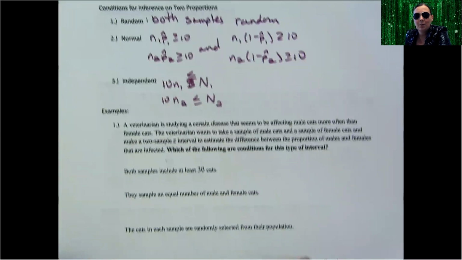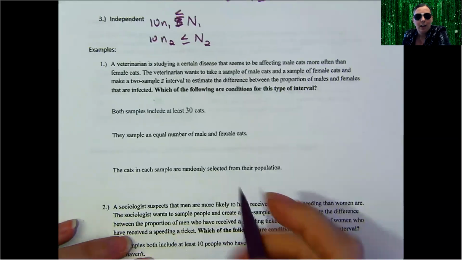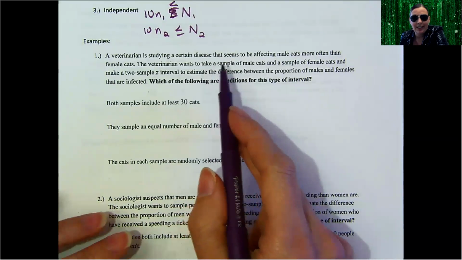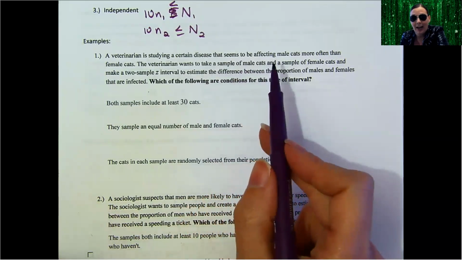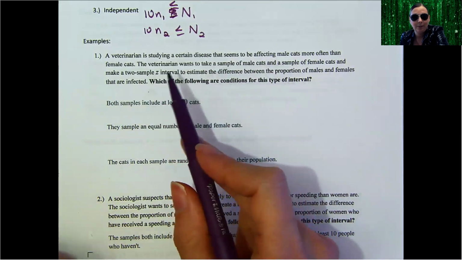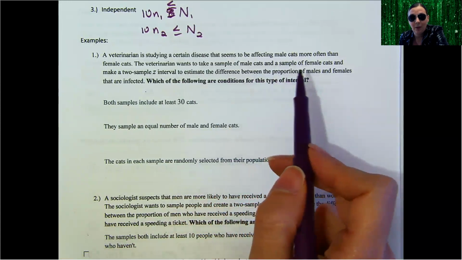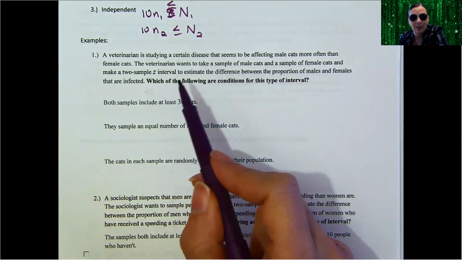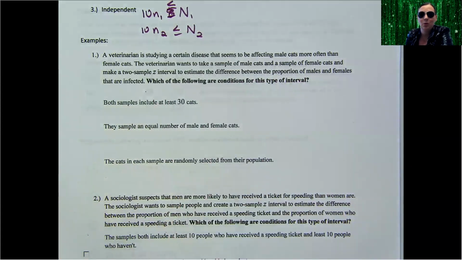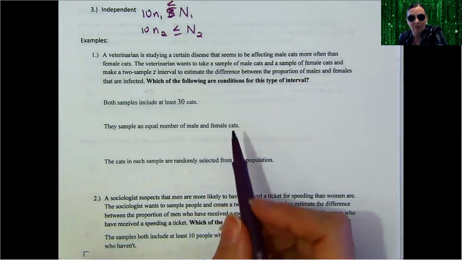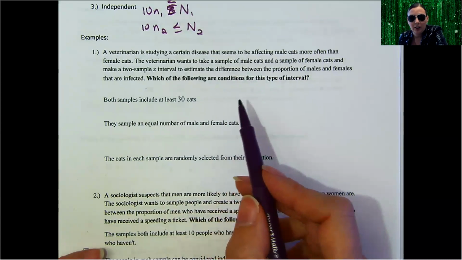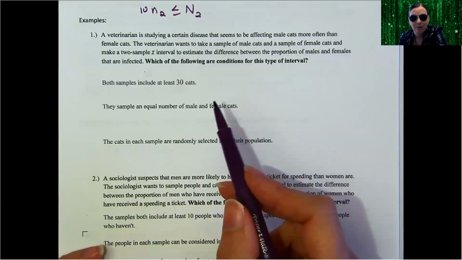All right, so here's some examples to kind of walk you through it. A veterinarian is studying a certain disease that seems to be affecting male cats more often than female cats. The veterinarian wants to take a sample of male cats and a sample of female cats and make a 2-sample z interval to estimate the difference between the proportion of males and females that are infected. Which of the following are conditions for this type of interval?